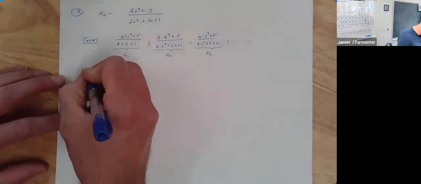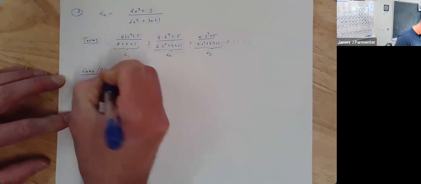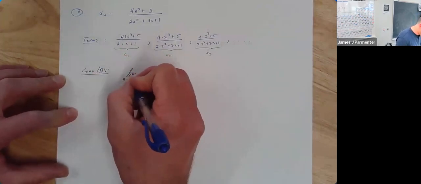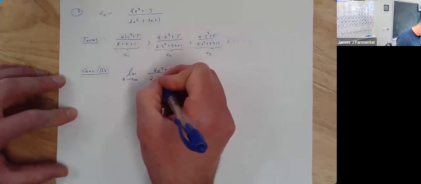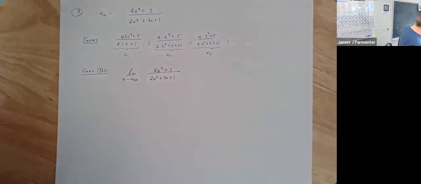What about convergence or divergence? Well, we're going to take the limit as n goes to infinity of 4n cubed plus 5 over 2n squared plus 3n plus 1. Now, what I'll tell you is, looking at this, I would expect the limit to be large because the top is growing faster than the bottom. N cubed gets bigger faster than n squared. And I don't really care about the constants. 4n cubed gets bigger faster than 2n squared. But I will say I am only really paying attention to the highest powers in the numerator and the denominator.